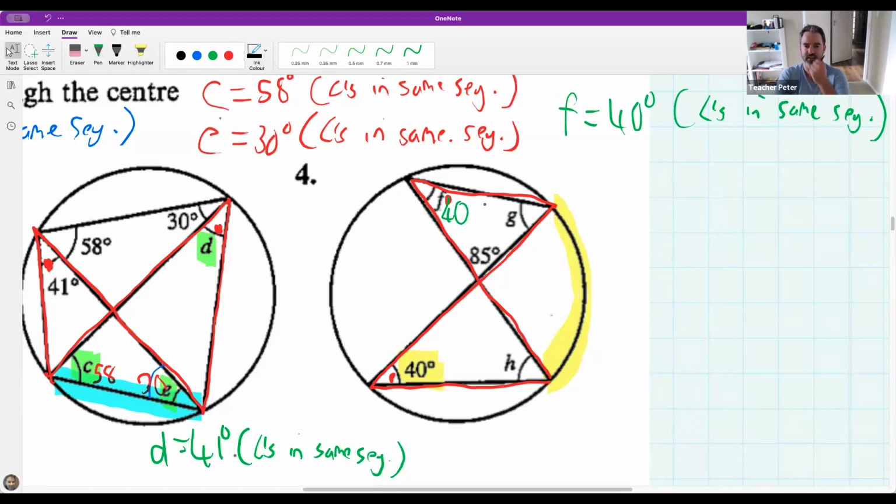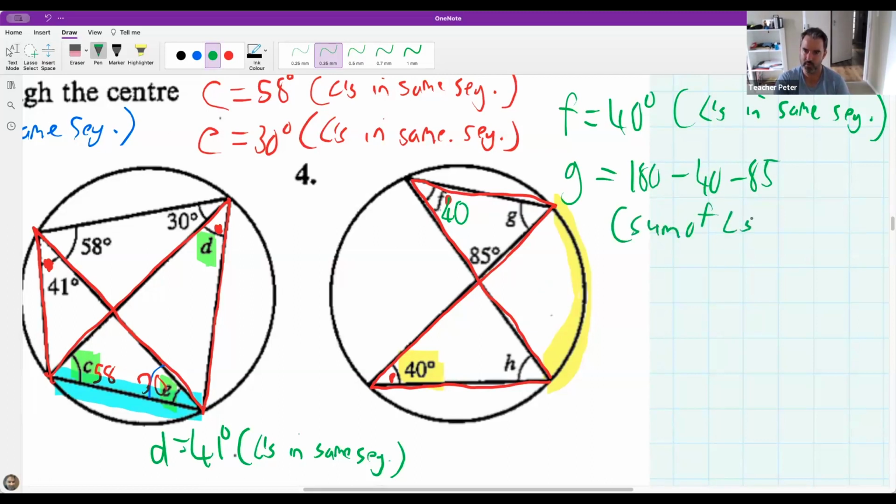Which one should we find next? Ooh, I've just remembered, I don't think we need to use circle geometry. We can use triangle geometry now. Which one should I find next? Let me know in the chat. Should I do G or should I do H? I've just remembered these are triangles. So this is a triangle, and we know all triangles add up to 180. So my reason is just sum of angles in triangle.